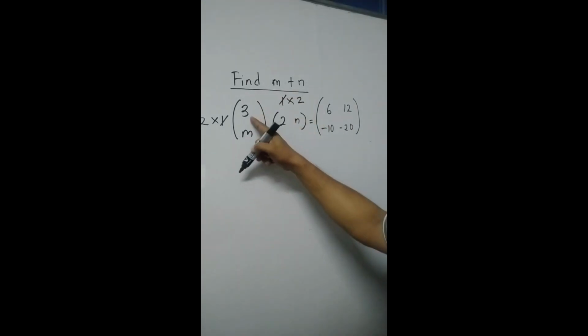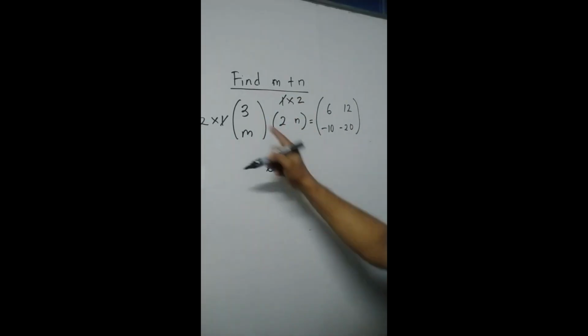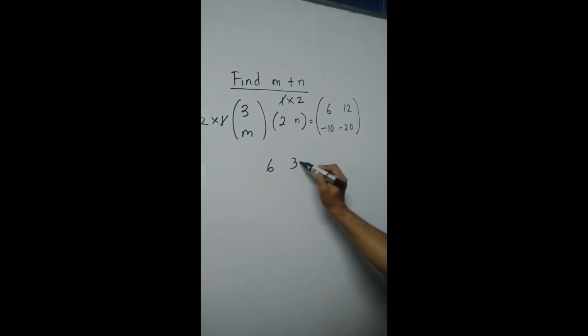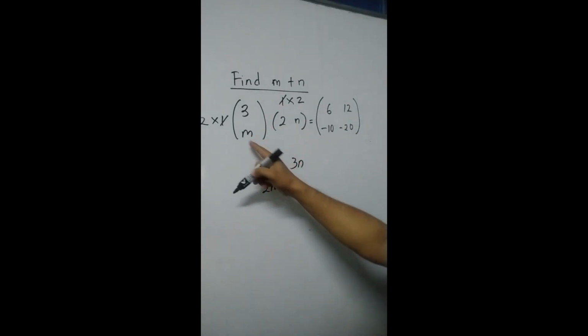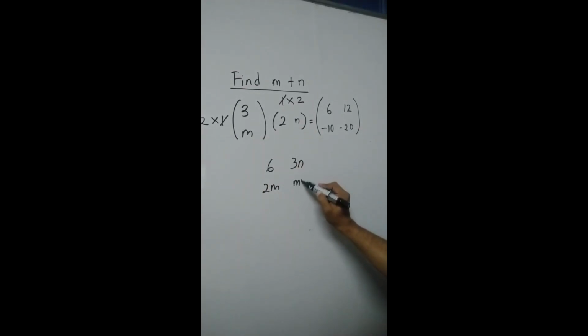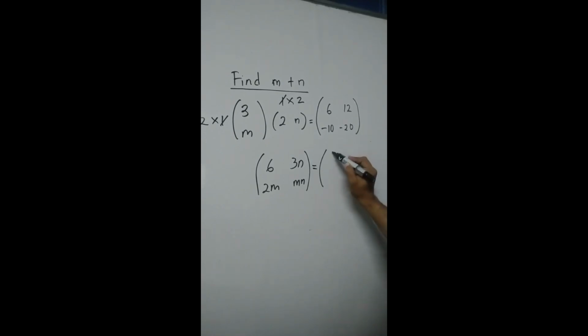So we expand this one, 3 times 2 will become 6. 3 times n will become 3n. M times 2 is 2m. M times n is mn. So this will be equal to the matrix to the right. 6, negative 10, 12, negative 20.